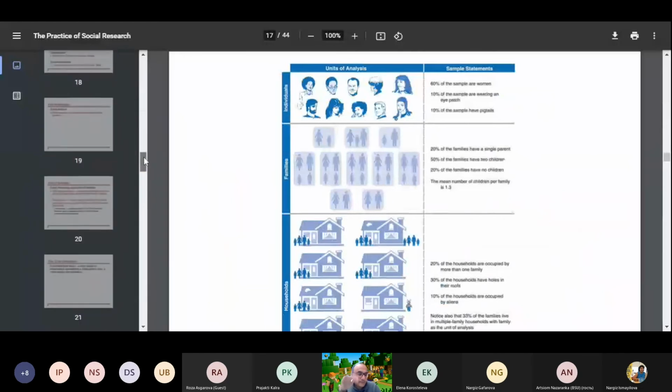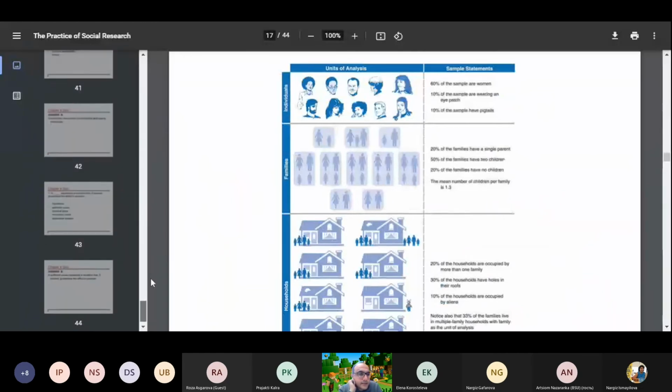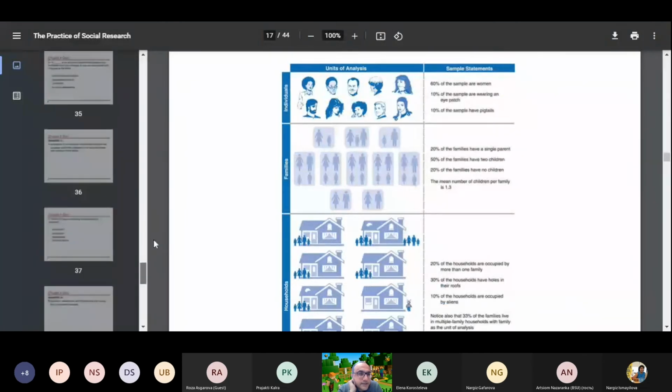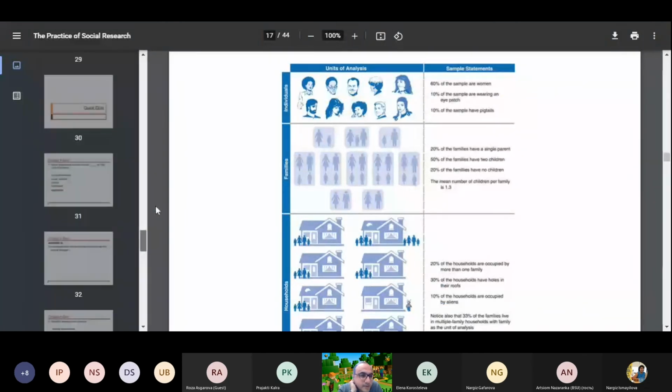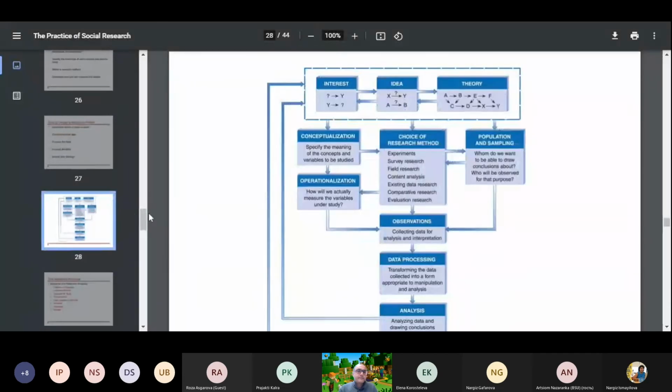I think it's a little bit up. Yes. I'll tell you what number that is. Go up. Okay, it's number 28. Yes, exactly. Can you expand it a little bit so we can see it?